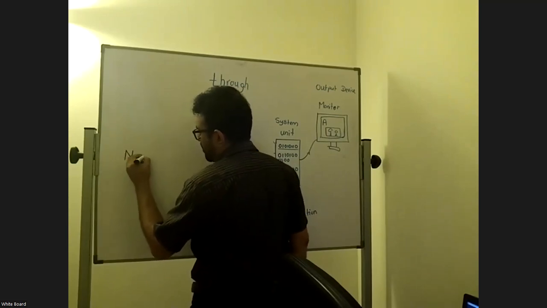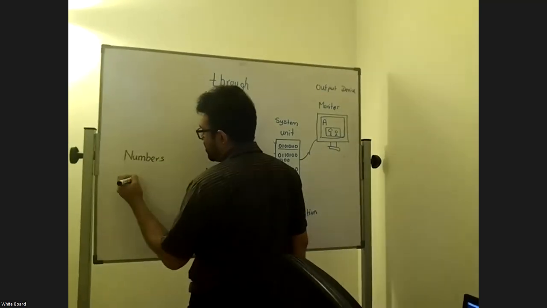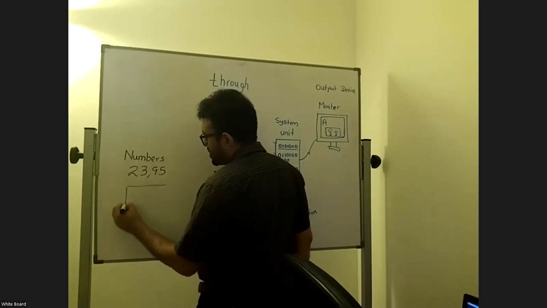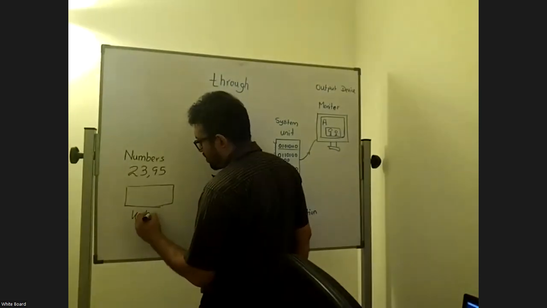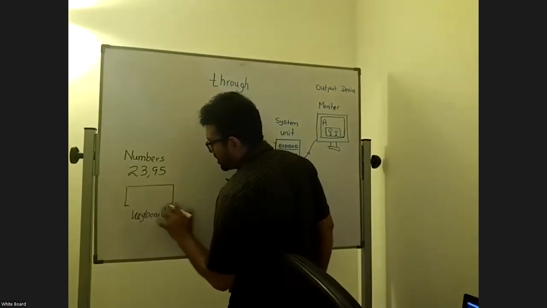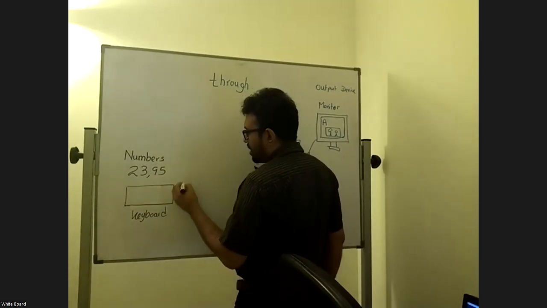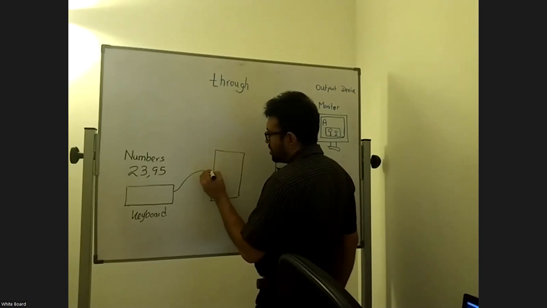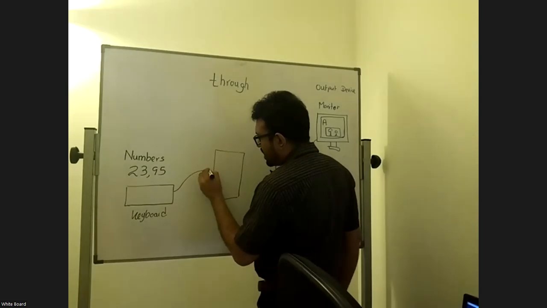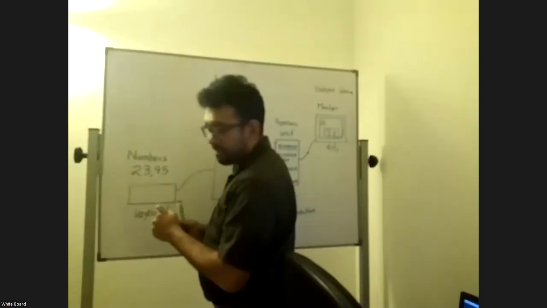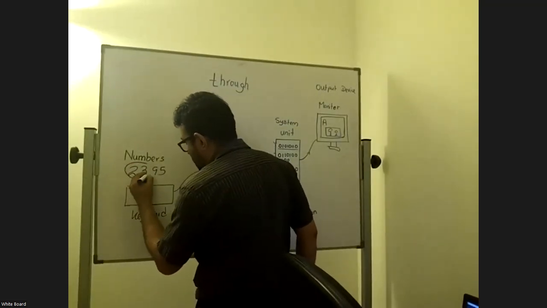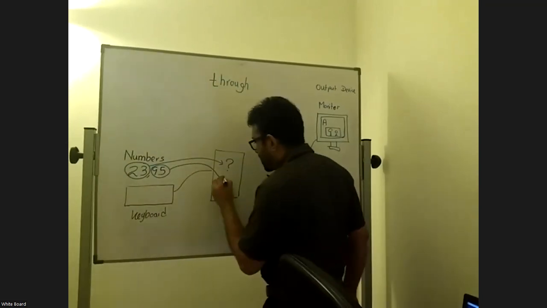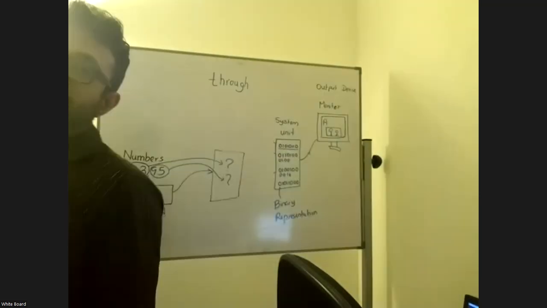Numbers are another type of data, which I deliberately did not write before. If you take numbers like 23 or 95, you enter these numbers using the keyboard. Once you enter them, the signal is sent to the central processing unit. Now we are going to find out how this particular number is represented inside this, and how this other number is represented inside this. That's our objective. Draw this diagram.